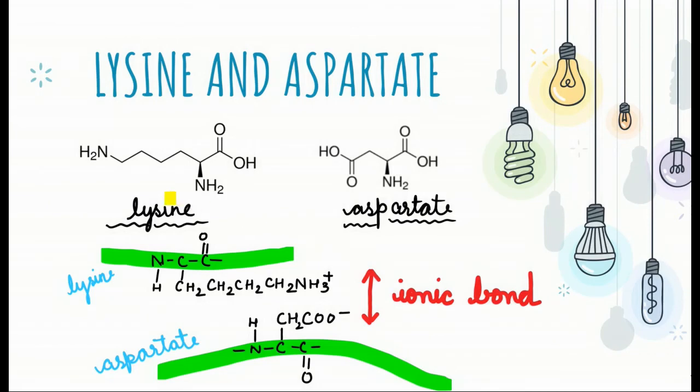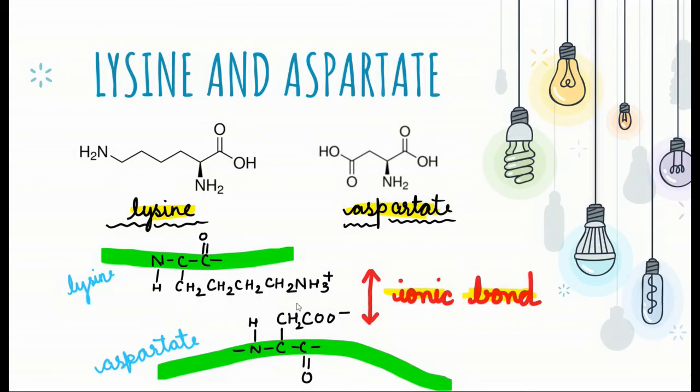Next is aspartate and lysine. So these are the structures of lysine and aspartate. Here is what they look like at physiological pH. Those opposite charges form an ionic bond between the two amino acids, a stabilizing force for protein structure.